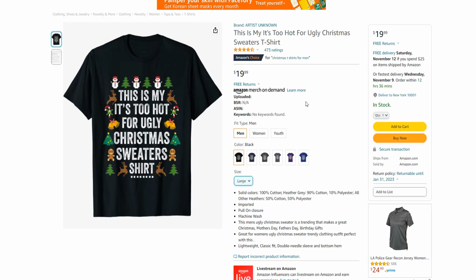The first one is the Amazon's Choice for Christmas t-shirt for men. Imagine getting this Amazon's Choice tag. I mean, that would just be nuts. But again, the same old design with a bit of a different spin on it. This is my too hot for ugly Christmas sweater shirt. So instead of the ugly Christmas sweater, it has a bit of a spin.